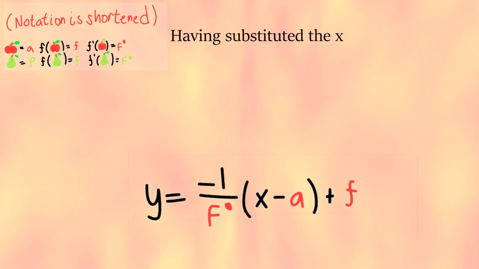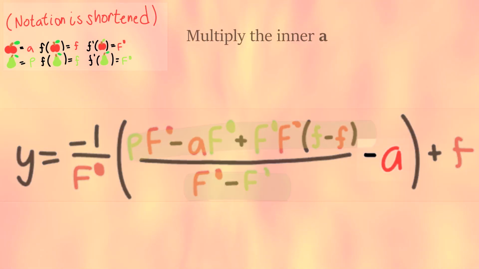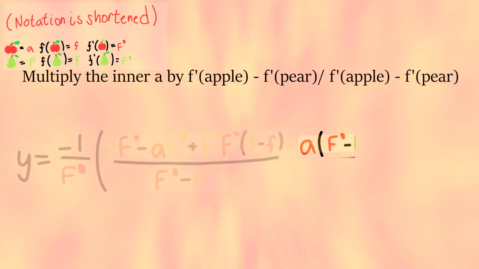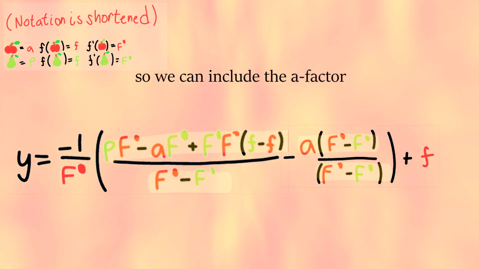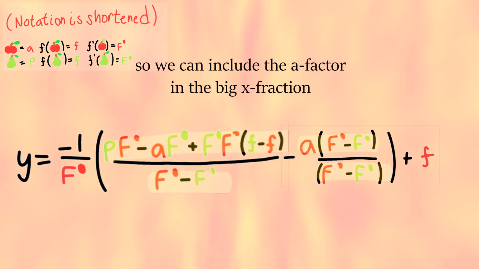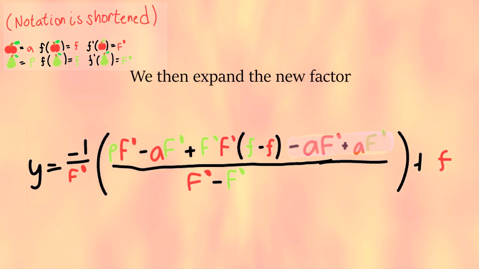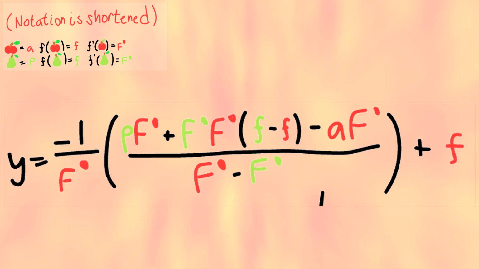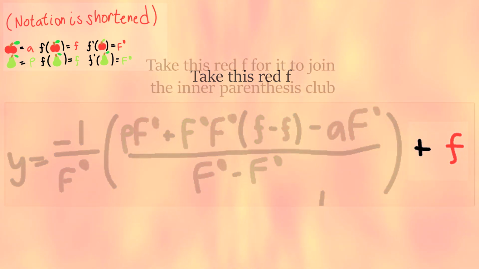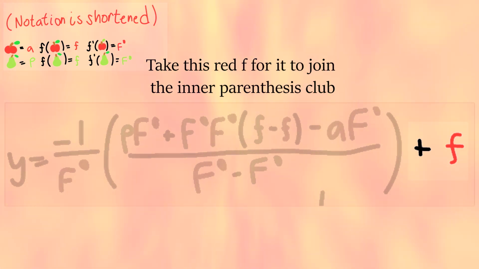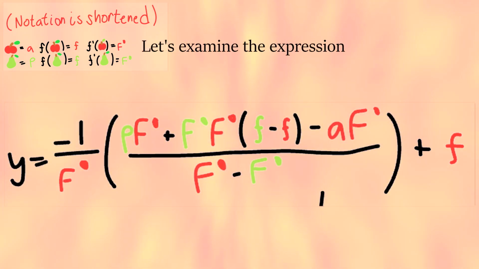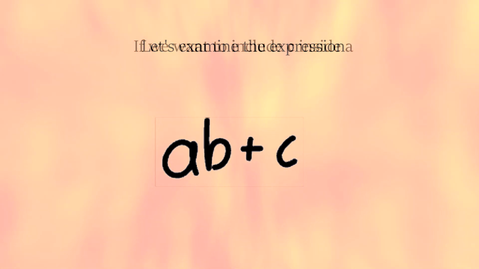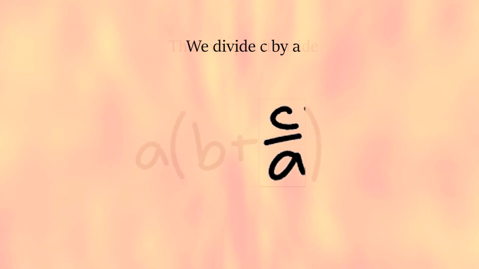Okay, having substituted the entire x equation, multiply the inner apple by (f prime apple minus f prime pair) all over (f prime apple minus f prime pair), so we can include these factors in the big x fraction. Next, we expand the new factor, and there should be a cancellation in the big inner fraction. After that, we take this outer apple and make it join the inner parenthesis club. And to do that, let's examine the expression ab plus c.